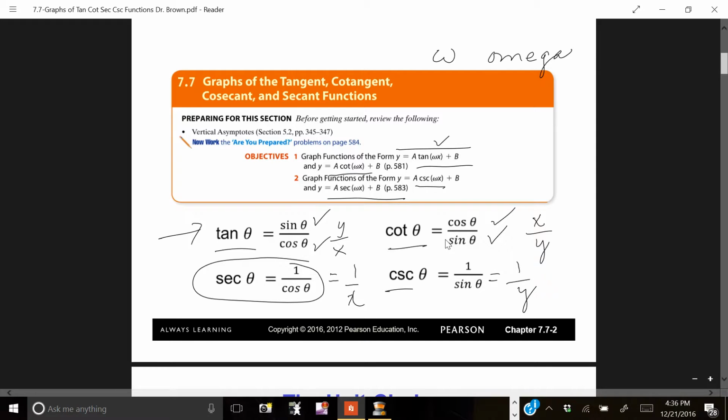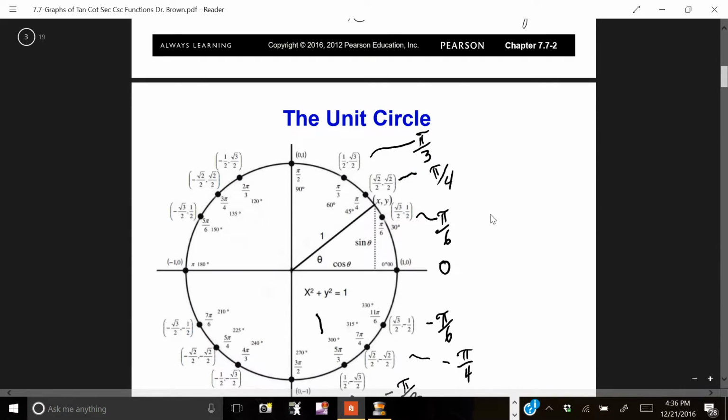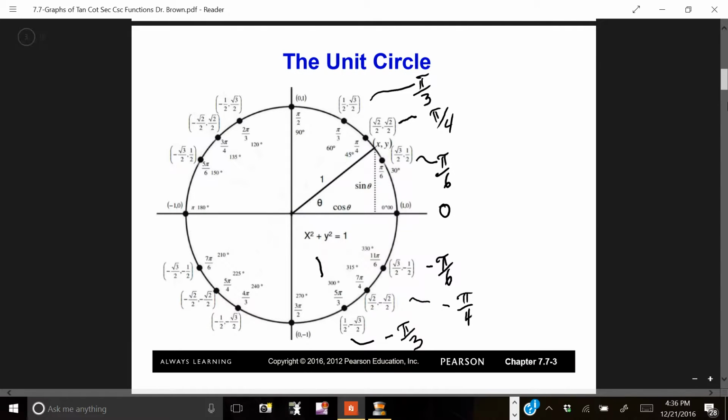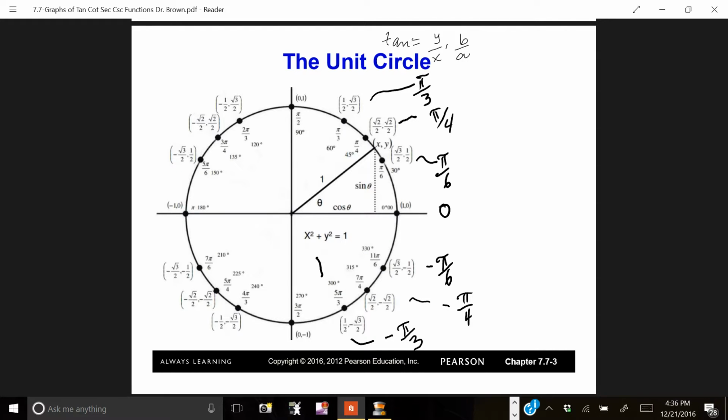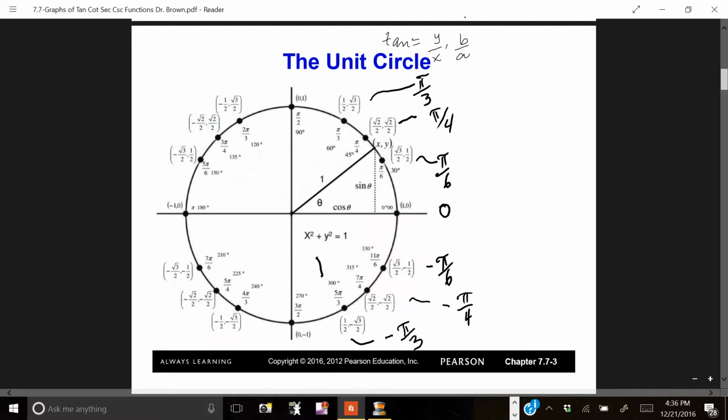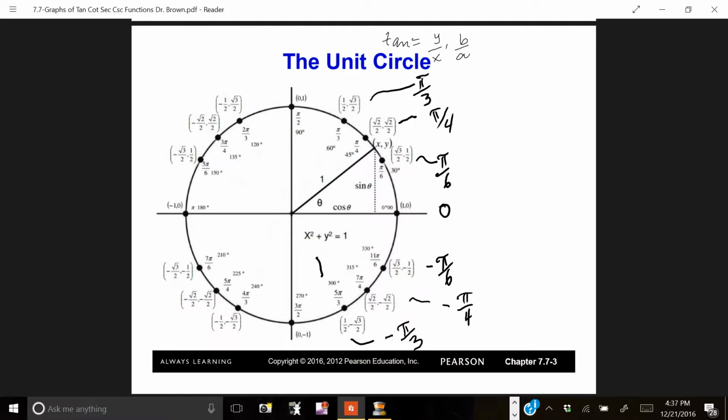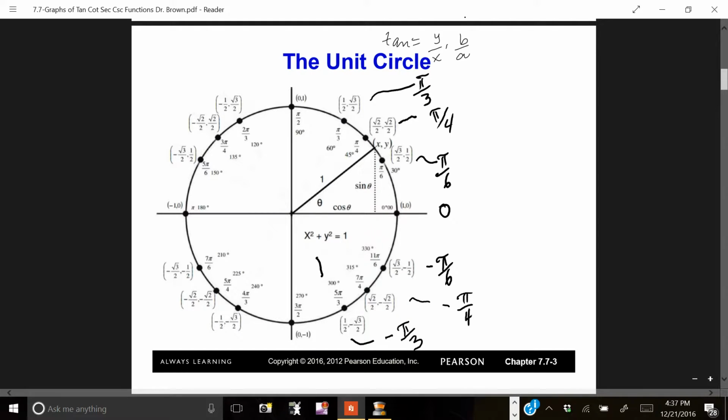So let's go ahead and take a look at tangent. In order to get a handle on this, I put together the unit circle. And remember, the tangent function would be equal to the y value divided by the x value, or the b value divided by the a value on the unit circle. We're going to pick several angles to calculate the tangent for, and then we will transfer them to the other slide.